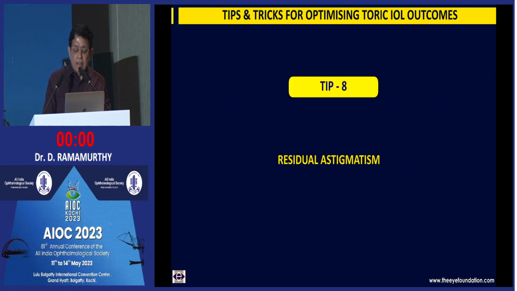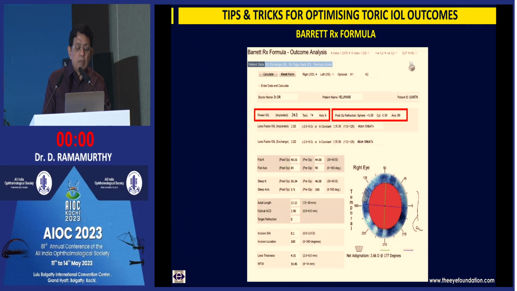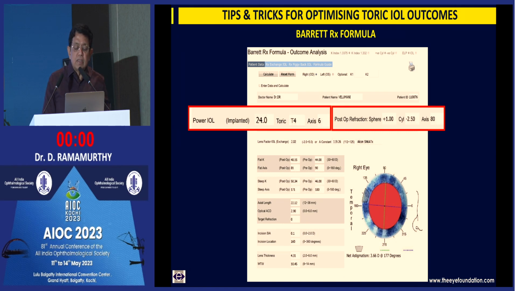When there is a residual astigmatism, these are the ways by which you can deal with it: IOL rotation, IOL exchange, piggyback intraocular lenses. Here again, the formula that we resort to is the Barrett Rx formula, and this works very well. Basically, this is a case where a 24 diopter T4 lens had been implanted, and the residual error, as you can see, is +1 diopter with 2.5 diopters.